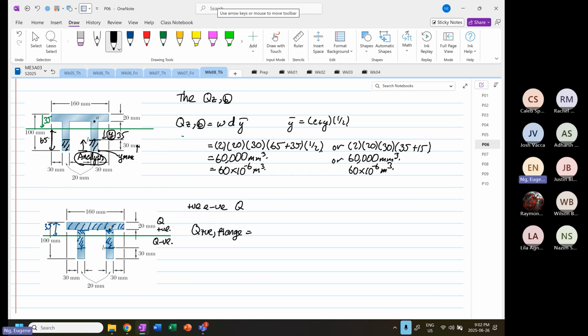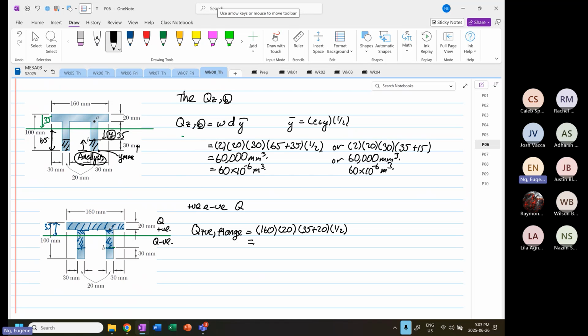Okay, so the width is 160. The depth is 20. The Y bar will be equal to what? 35 plus 20 multiplied by half. Okay, so we have this already, right?